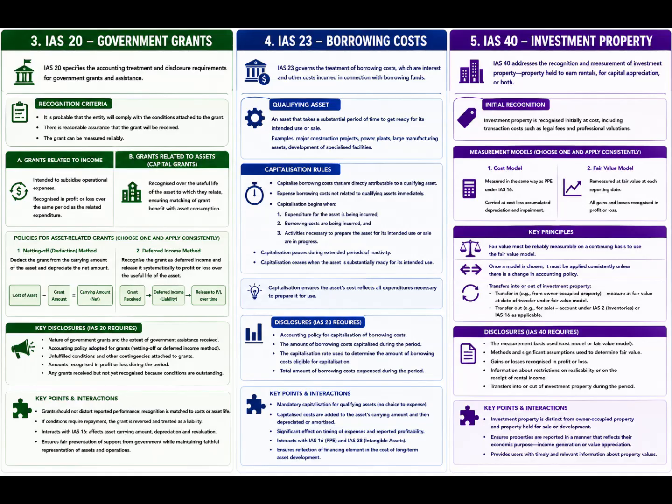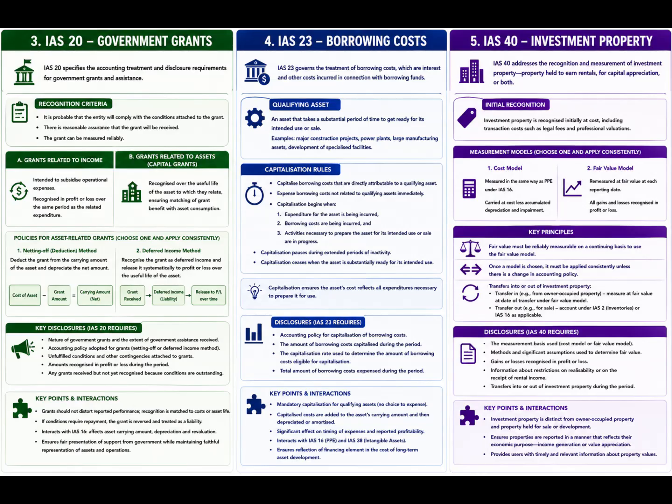The topic explains that entities must capitalize borrowing costs that are directly attributable to the acquisition, construction, or production of a qualifying asset, an asset that takes a substantial period of time to become ready for intended use or sale. Examples include major construction projects and large-scale manufacturing assets. Capitalization ensures the asset's cost reflects all expenditures necessary to prepare it for use. Borrowing costs not related to qualifying assets must be expensed immediately in profit or loss.